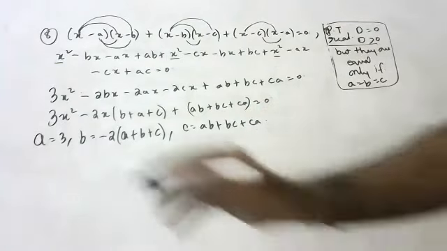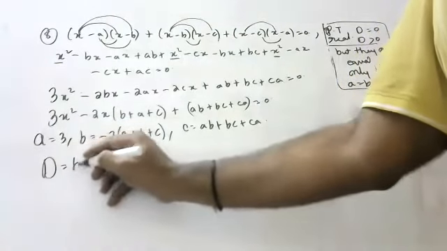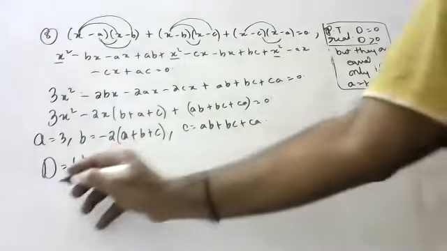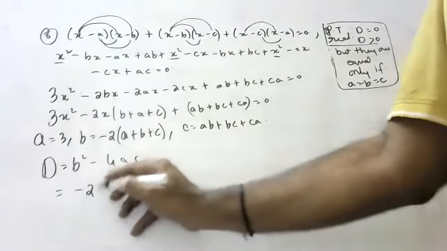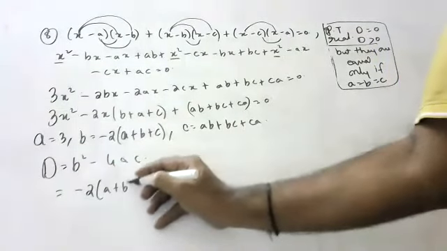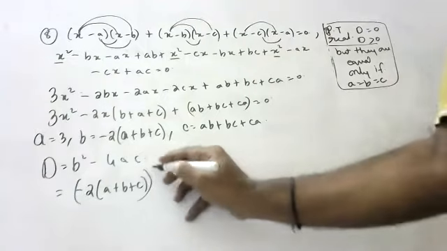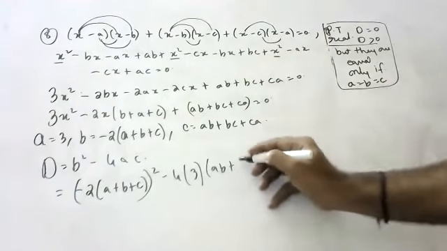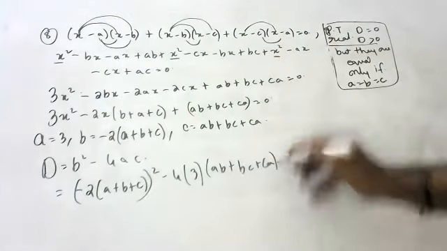Now let's find the discriminant. What is the discriminant formula? b square minus 4ac. Substitution. Minus 2 into (a plus b plus c) whole square minus 4 into a, which is 3, children, into c, which is ab plus bc plus ca. Okay, children.